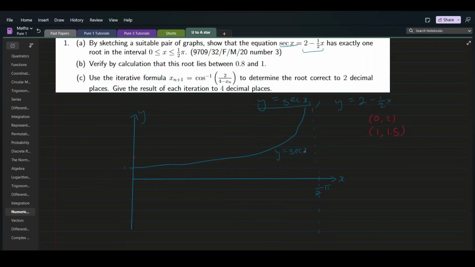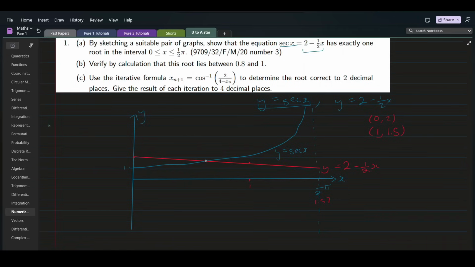So half pi, if we punch that into a calculator, is approximately 1.57. And we're looking for 1. So we're saying 1 would probably be somewhere here. So this would be 1. And then we're saying about 1.5 in the y-axis. So about 1.5 would be somewhere over here, and we're drawing a line going through these 2 points like that. It should look something like this. This would be the line of y equals 2 minus half x. And we can tell that we have exactly one root in our interval, which is this point of intersection. And this would be our final answer for part A.